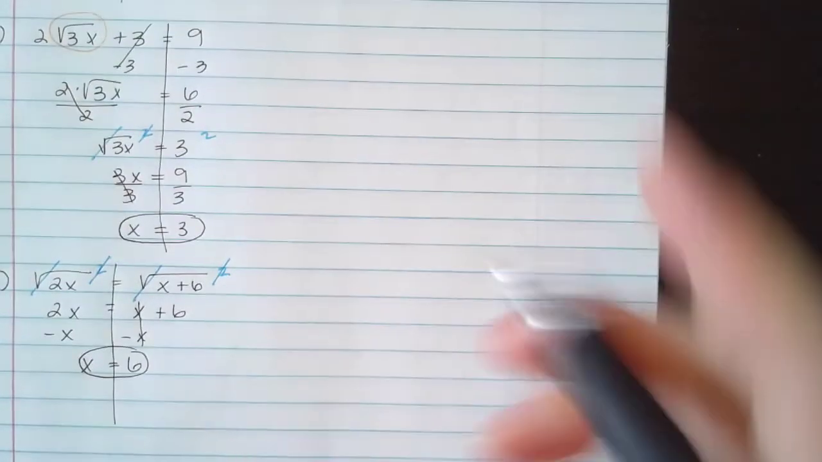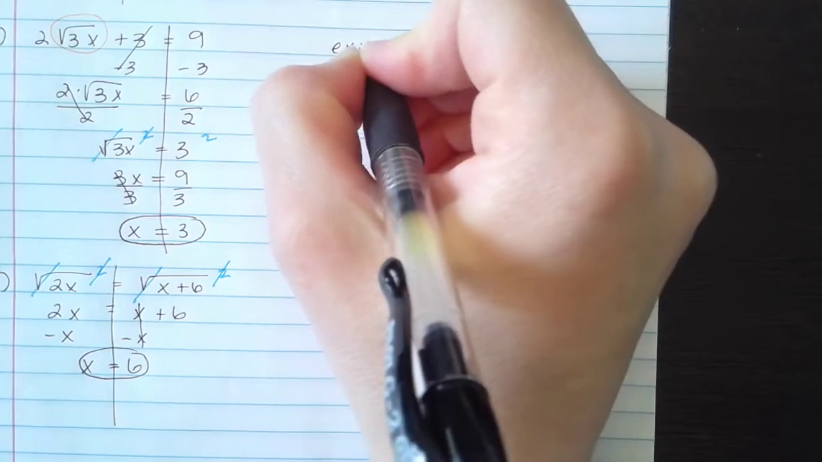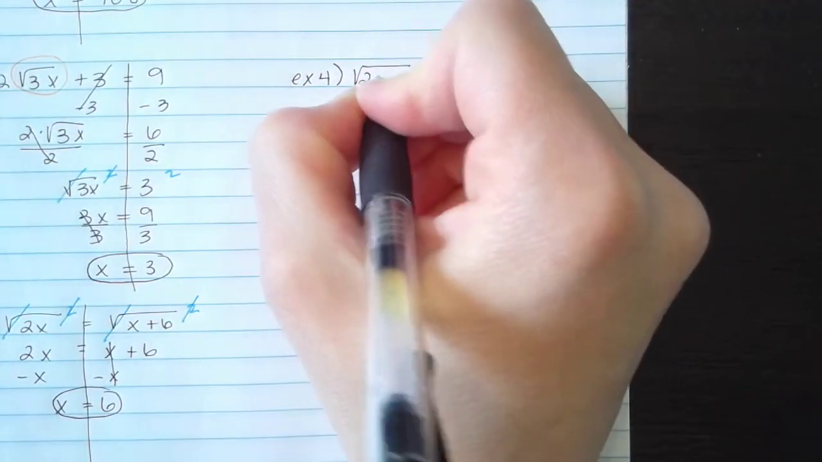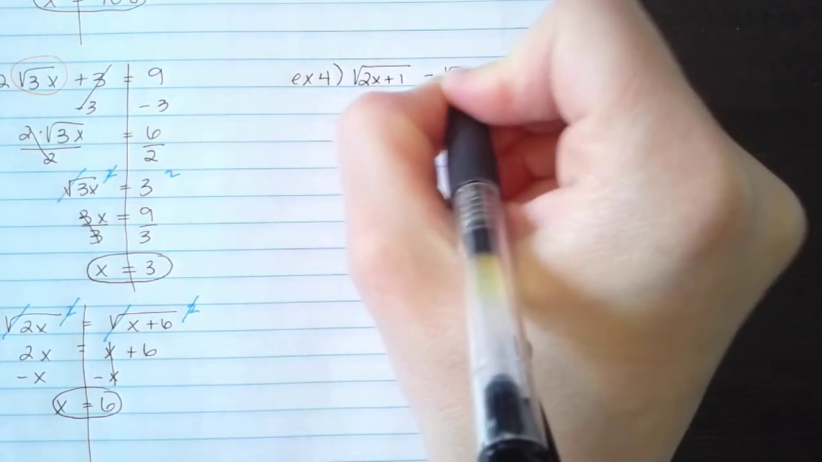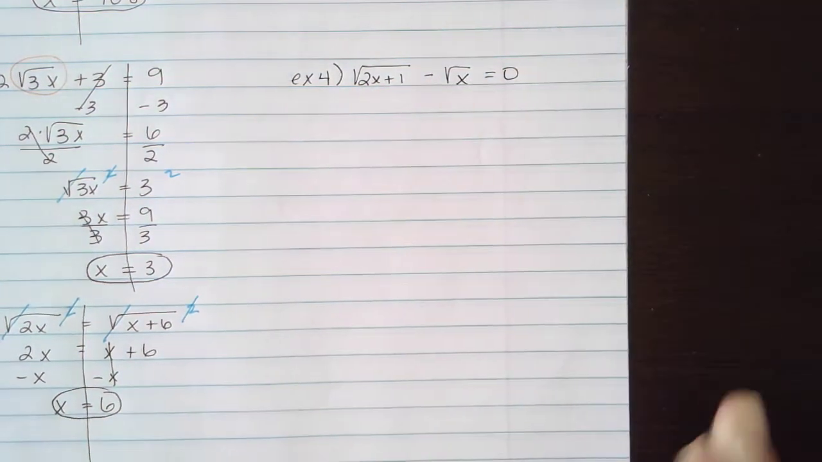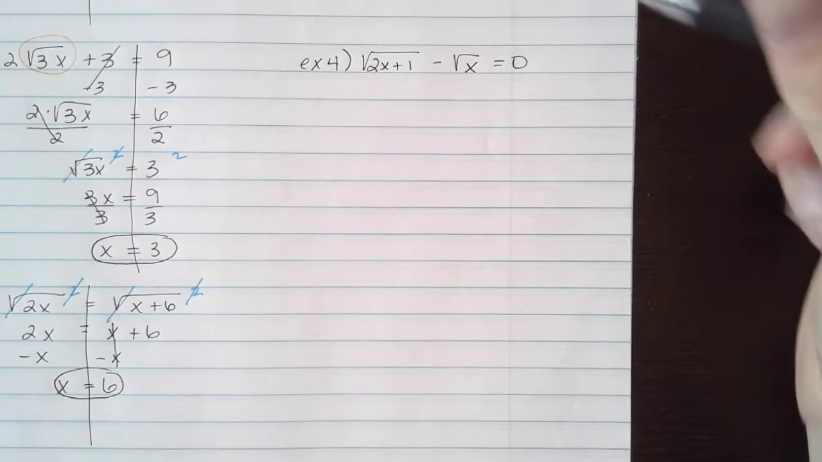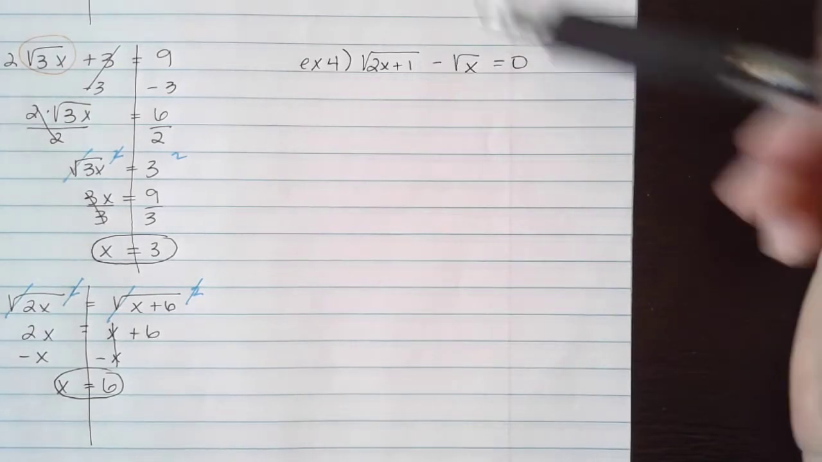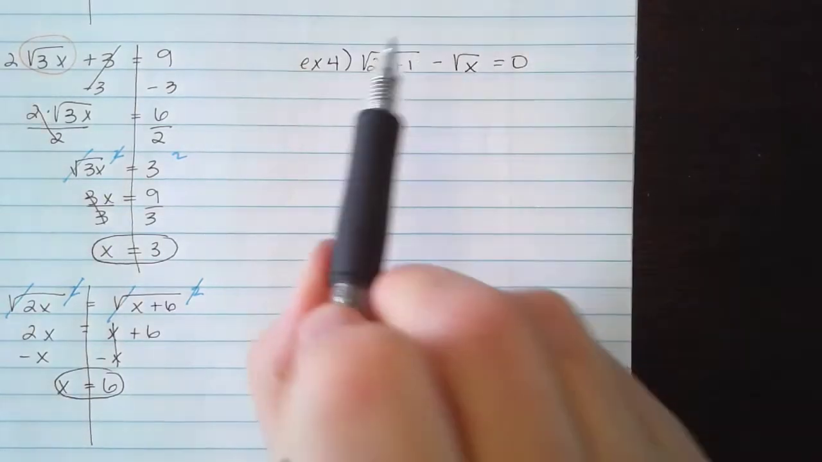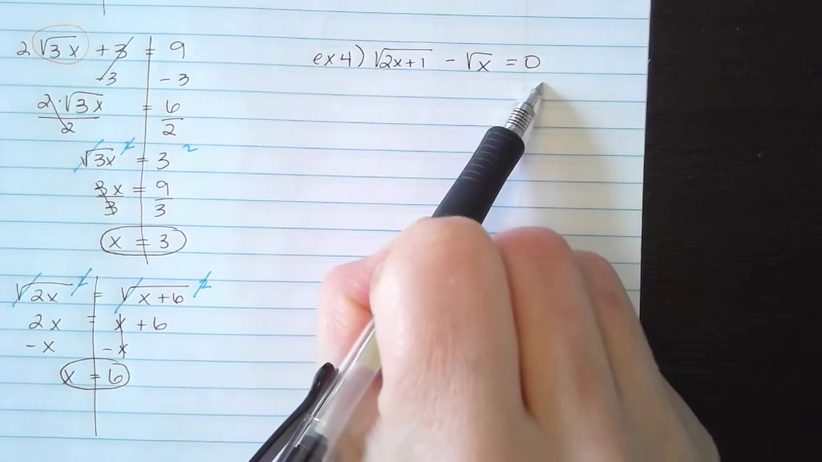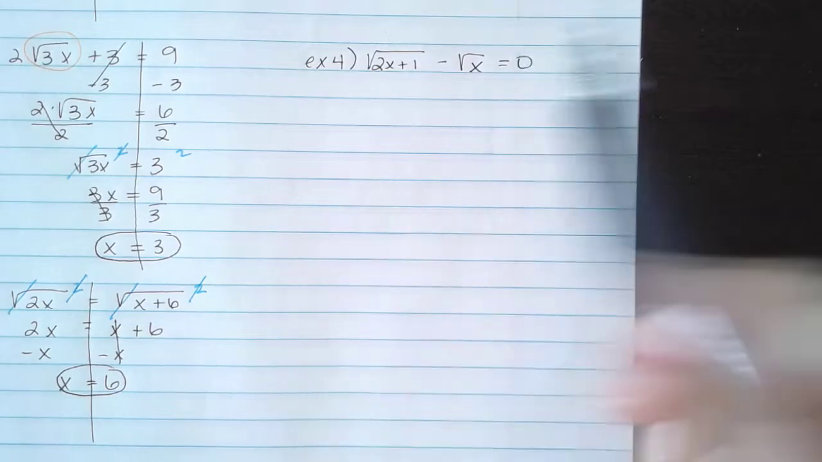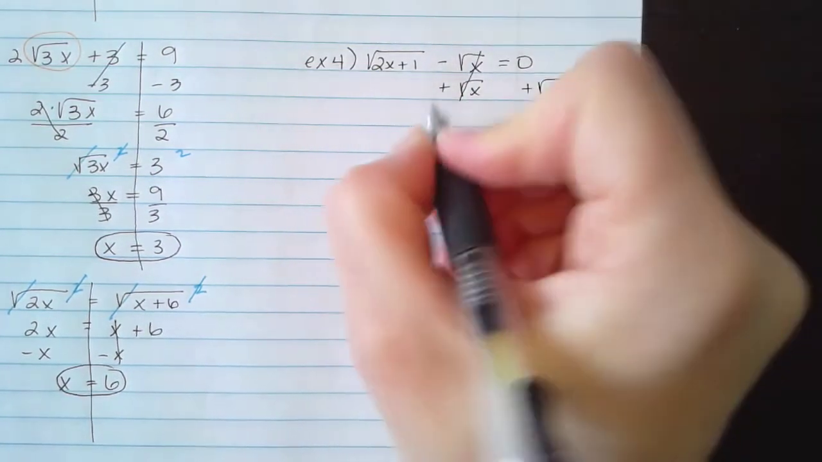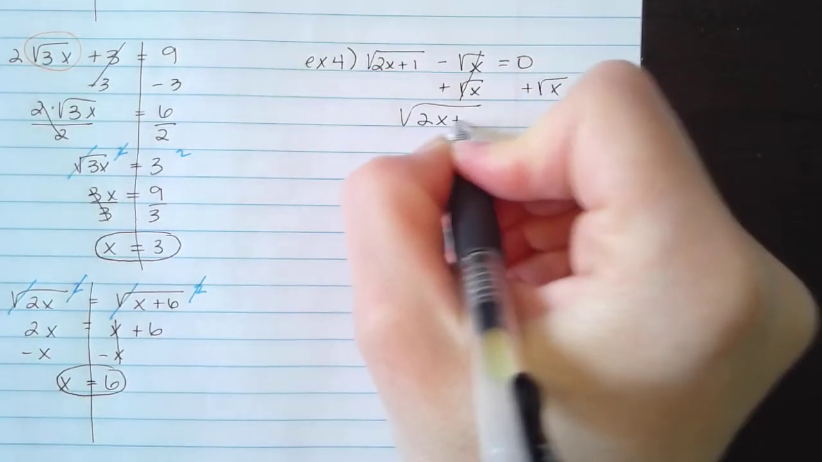So let's look at a fourth example. I'm going to run out of room, so I'm going to put it up here. Okay. 2x plus 1 minus the square root of x is equal to 0. In this case, we have two roots. So when I say get the square root by itself, you can pick either one. I'm going to pick this one because if I add the square root of x, it's going to stay positive on that side. So I'm going to add the square root of x to both sides to get that radical by itself.